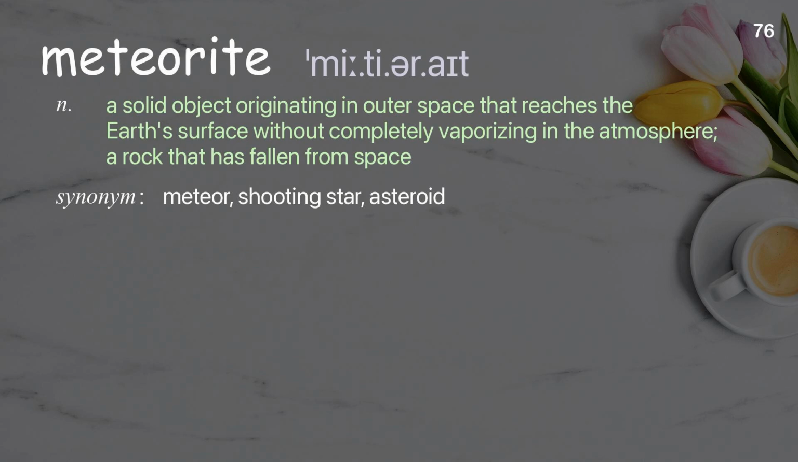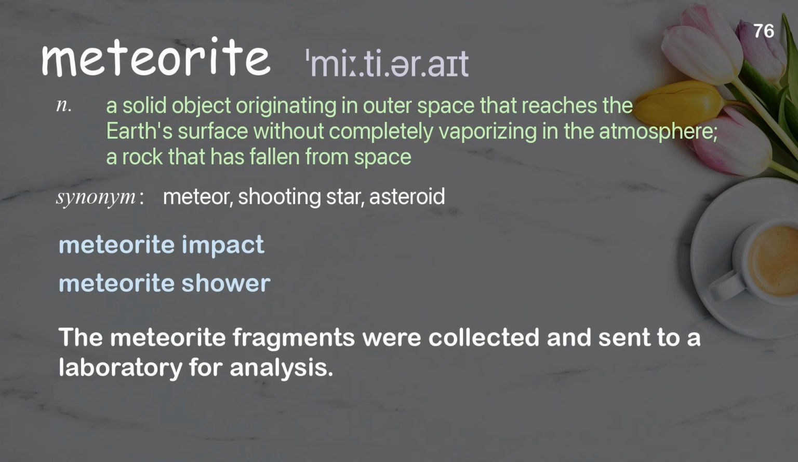Meteorite. A solid object originating in outer space that reaches the Earth's surface without completely vaporizing in the atmosphere, a rock that has fallen from space. Examples: Meteorite impact. Meteorite shower. The meteorite fragments were collected and sent to a laboratory for analysis.